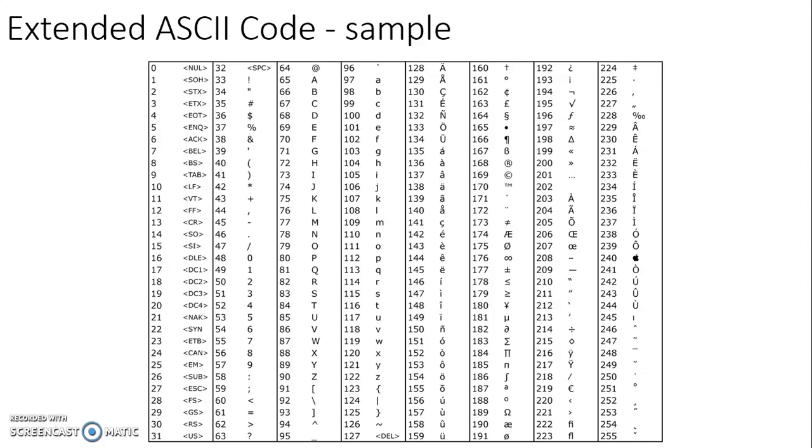How does the computer store this though? Well, we can see that the exclamation mark is equivalent to the denary number 33, and therefore we would store it in binary as 00100001, because that 8-bit binary number equates to 33 in denary.